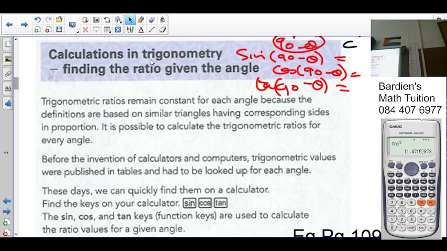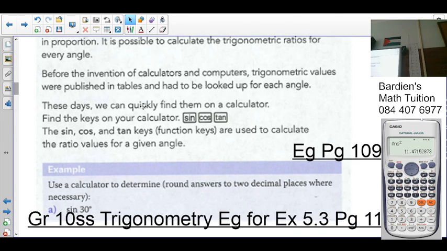Let's carry on here. Then we are told that before the invention of calculators and computers, trigonometric values were published in tables and had to be looked up for each angle. Which means you used to have a log book or a trig book. You would find cos of 30 in the book and come to what the ratio is. Cos of 35, you come down the book. They didn't have calculators or computers. So you must know about modern technology now.